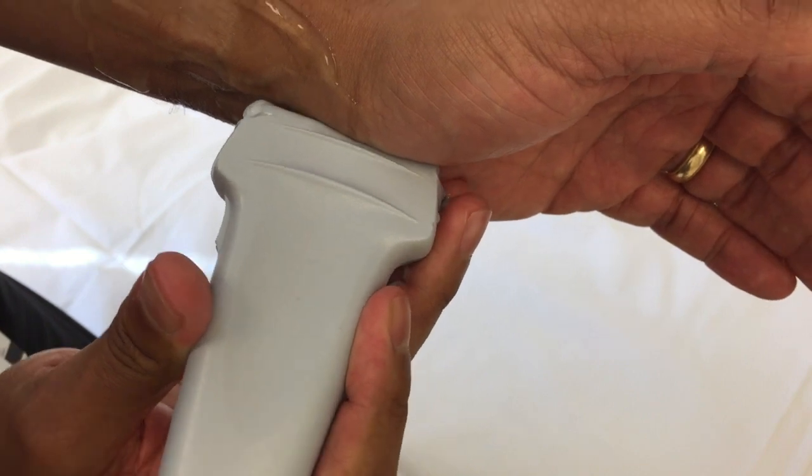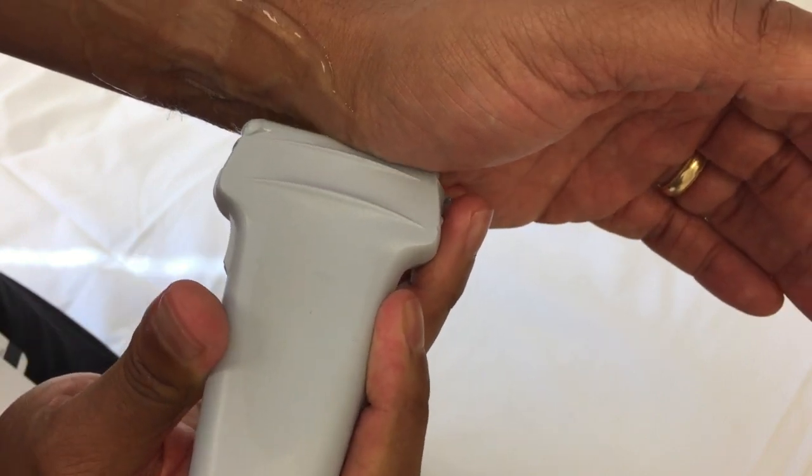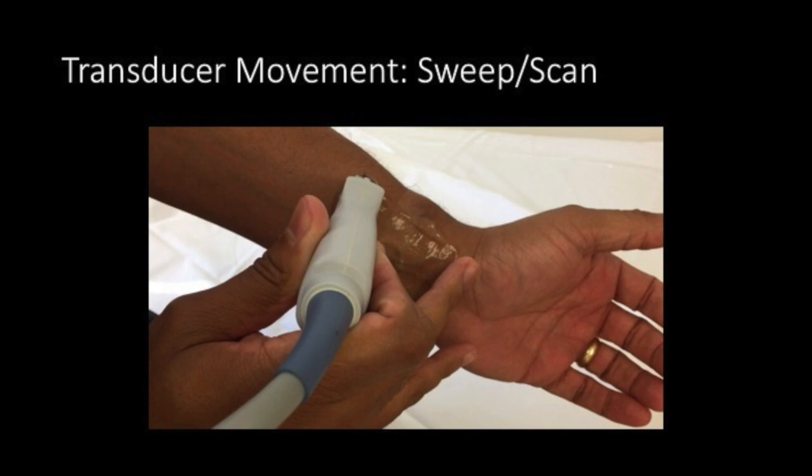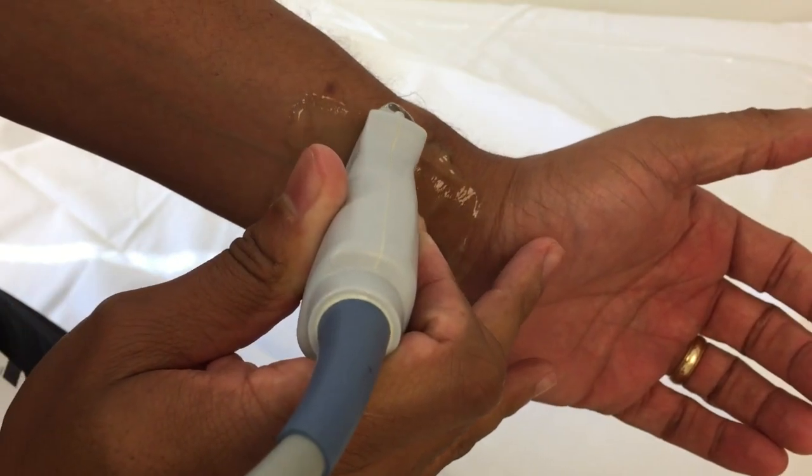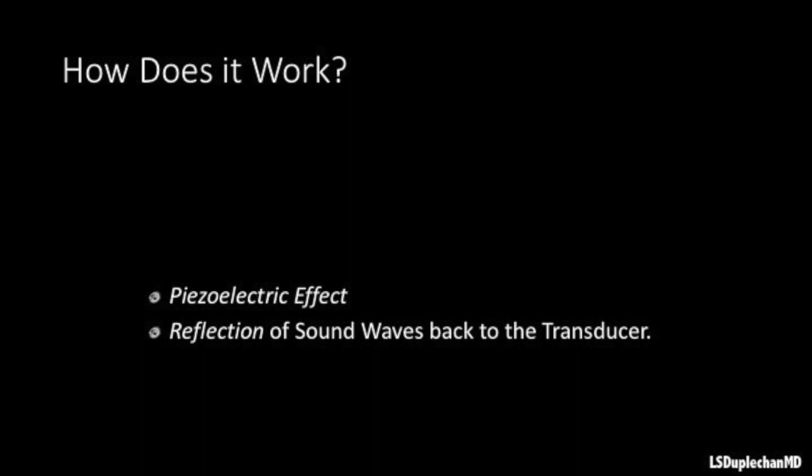Heel-toe is demonstrated over the long axis of the wrist tendons. The sweeper scan keeps the image on the screen while gently sliding the transducer along the course of the structure to be visualized. So you may ask, how does ultrasound work?